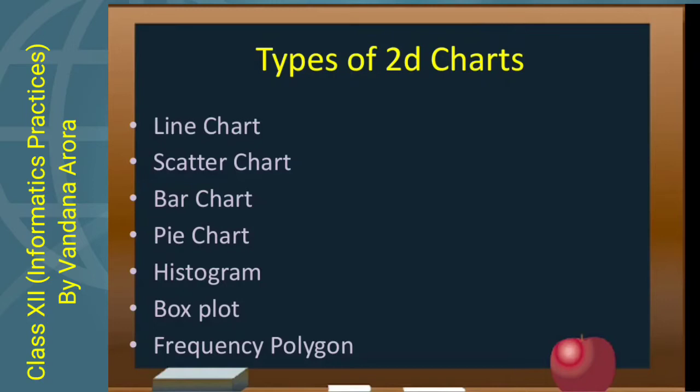But according to the new syllabus of CBSE, CBSE has cut off pie chart, histogram, box plot and frequency polygon. According to the new syllabus of CBSE, we have to focus more on line chart, scatter chart and bar chart as well as on histogram. Others we will study just for introduction.